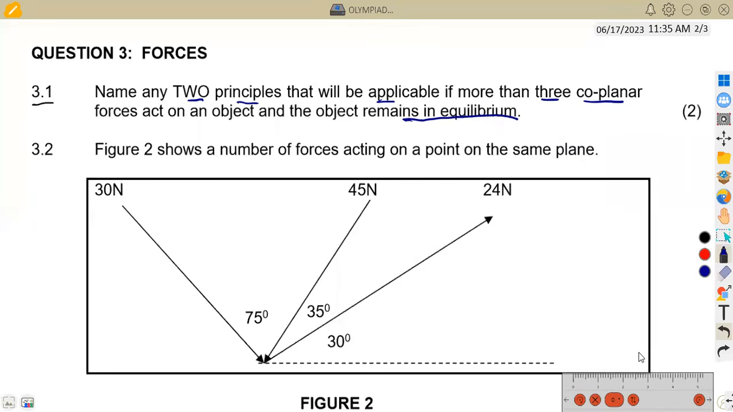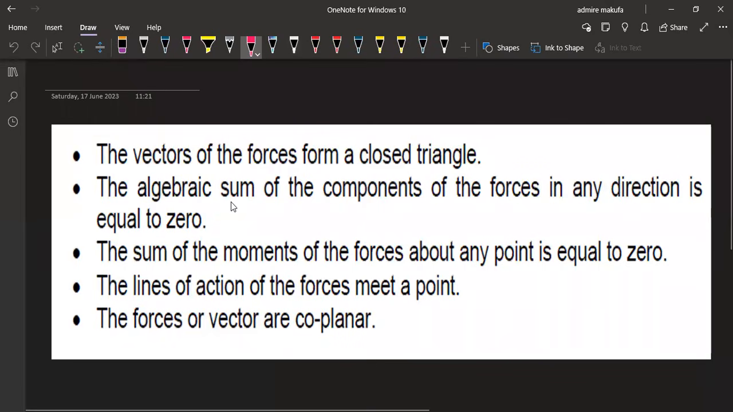All right, so here I've got some of the conditions that we can consider. That is the first part that we are given. The vectors of the forces form a closed triangle. So that is a condition that you're going to have in equilibrium. It must give us a closed triangle. The second part that we're going to have is the algebraic sum of the components of forces in any direction is equal to 0. Then the sum of the moments of forces about any point is also equal to 0. Then the lines of action of forces meet at a point, and also the forces of vector are coplanar.